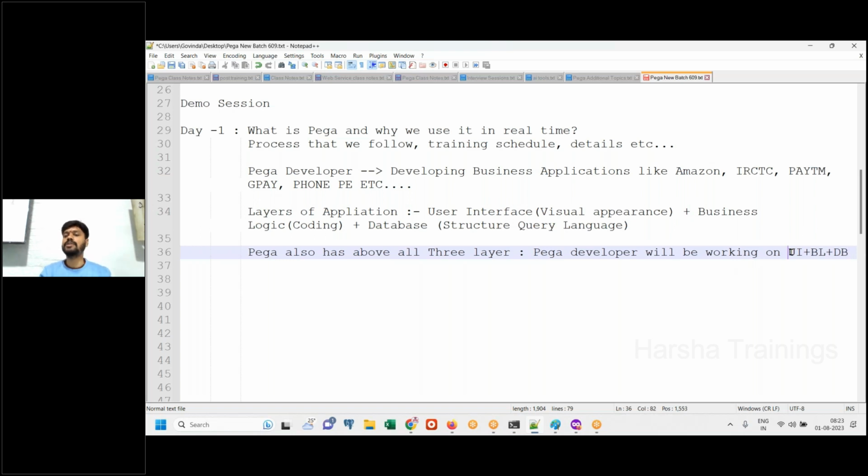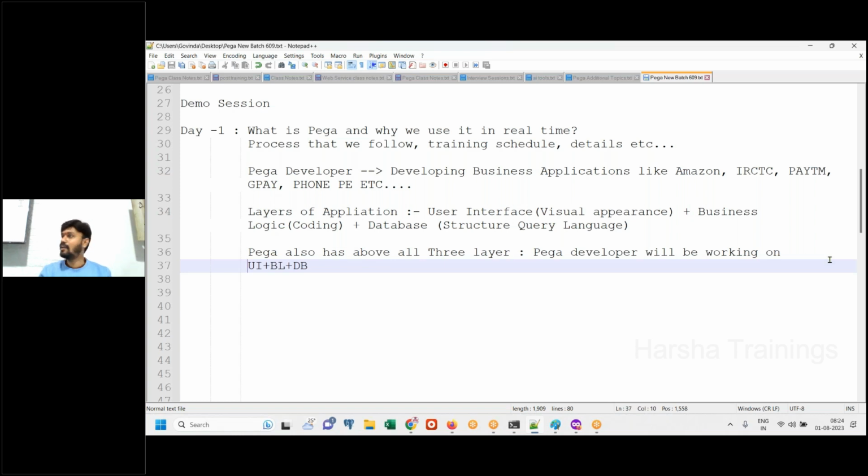Now you have one question. If I am going to work on all these three, am I going to write any coding? UI, HTML coding, JavaScript, CSS; business logic, either Java coding or C# coding or Python coding, like that. Database, should I write any queries? Should I write queries related to joins? Should I write queries related to stored procedure programs, PLSQL programs? Because if I am going to be a full stack developer, learning other technologies, I have to write all this. I should have knowledge about all this. Then I am a Pega developer working on all these three.